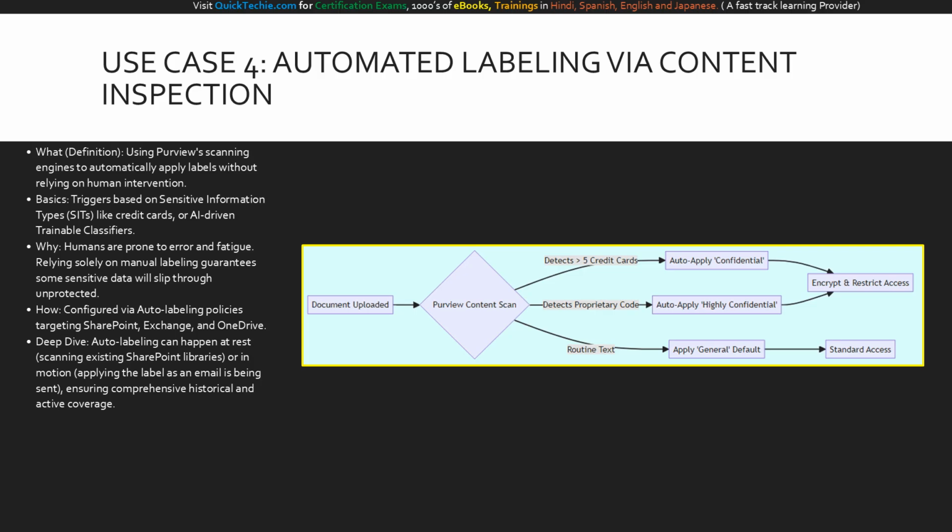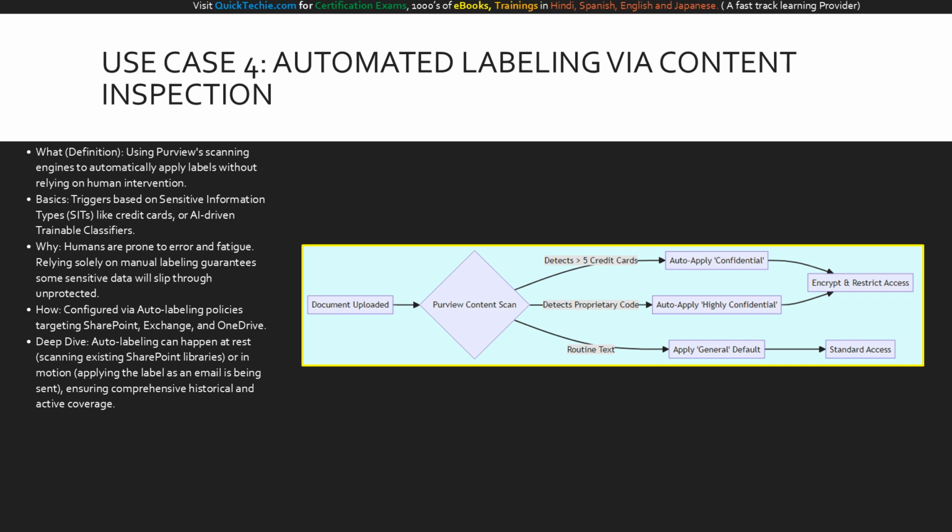Deep dive insight: auto-labeling operates in two critical phases. It works in motion, instantly applying a label as a user attempts to send an email containing sensitive data. But it also works at rest, continuously scanning your existing SharePoint and OneDrive libraries in the background to classify terabytes of legacy data that users haven't touched in years.